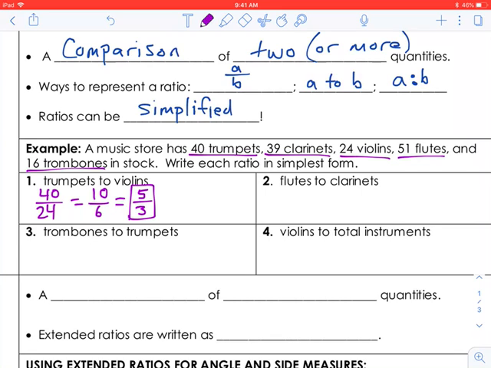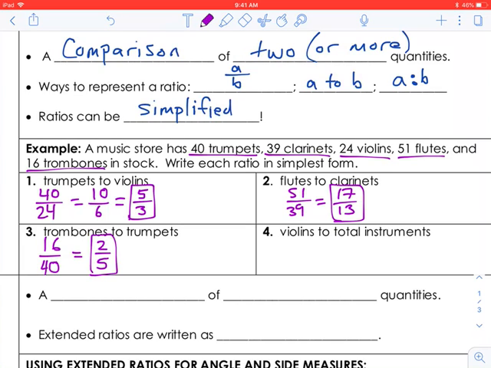Same thing for flutes and clarinets: 51 over clarinets, which is 39. I can divide that by 3, and that would be 17 over 13. Trombones, 16, to trumpets, 40. This time I'm going to divide by 8, and get 2 over 5.